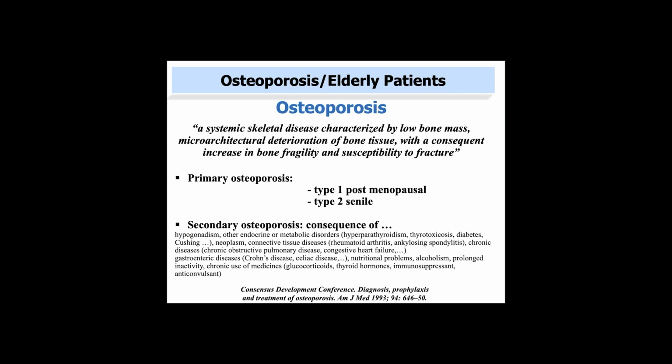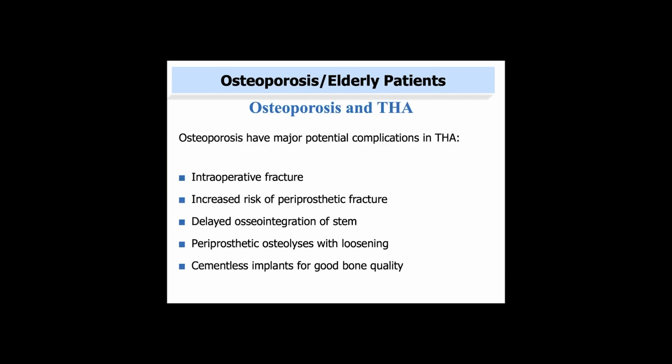Osteoporosis is a systemic skeletal disease characterized by low bone mass and microarchitectural deterioration of bone tissue, with a consequent increase in bone fragility and susceptibility to fracture. It can be divided into primary osteoporosis, type 1, which means postmenopausal, and type 2, which means senile, and secondary osteoporosis, which can be a consequence of a lot of diseases and causes which you see below.